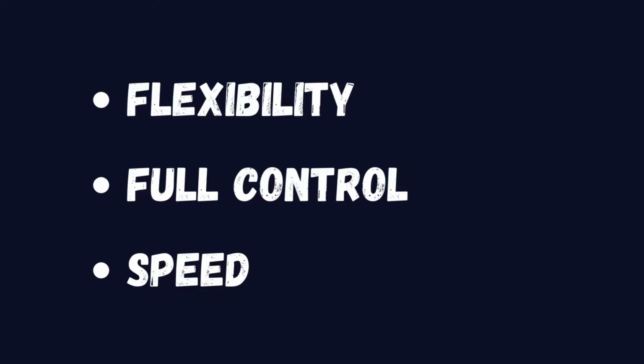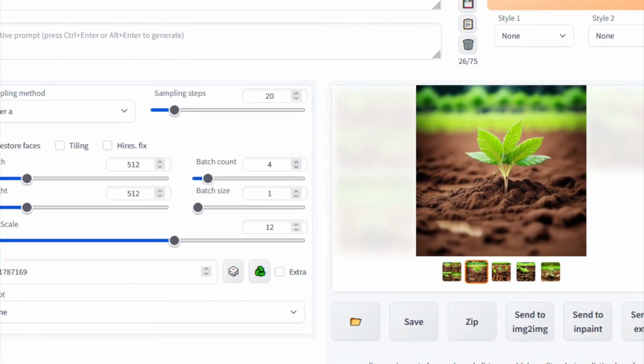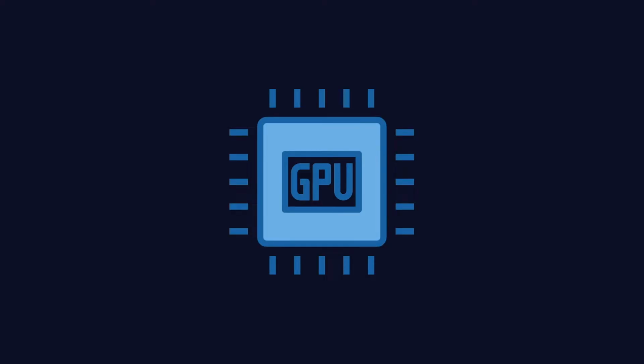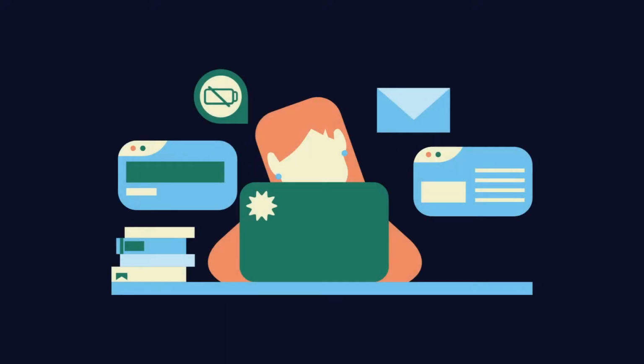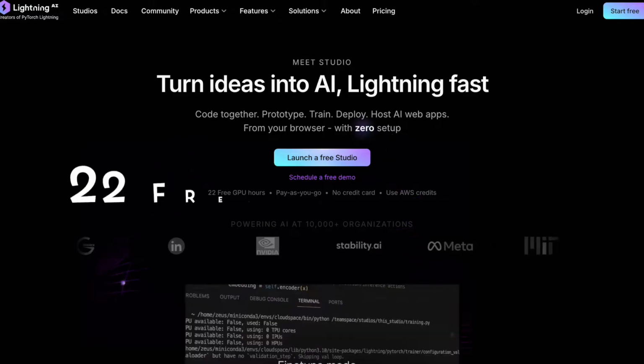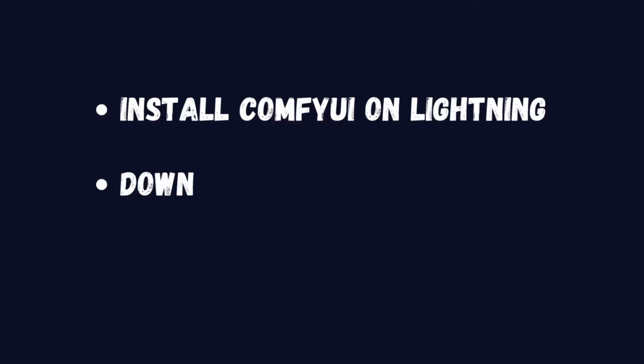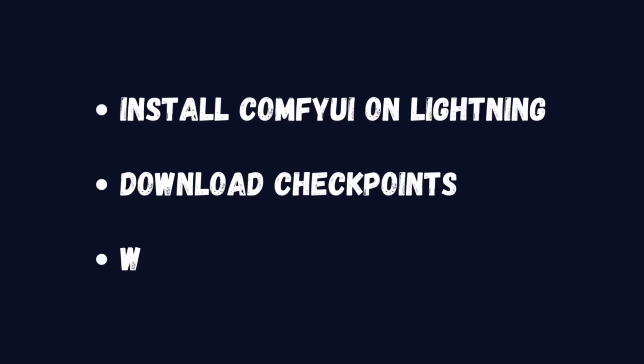Its node-based interface is optimized for efficiency, making image generation quicker than other UIs, like Automatic 1111. But what if you don't have the GPU power, or prefer not to clutter your system with multiple installations? That's where lightning.ai comes in, a platform that lets you access up to 22 free GPU hours per month. In this tutorial, I'll show you how to install and run ComfyUI efficiently on lightning.ai, so you can use it without tying up local resources and still get the flexibility and speed you need.